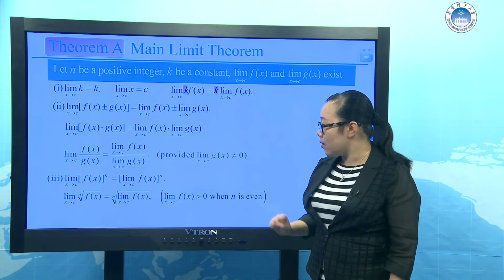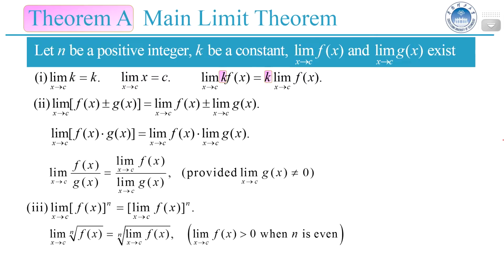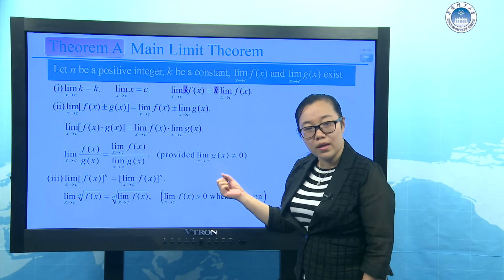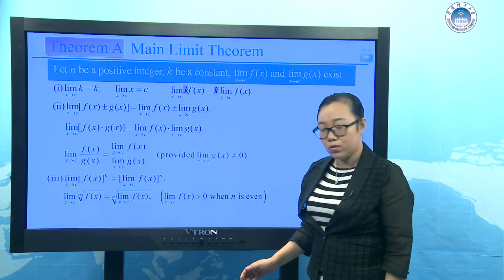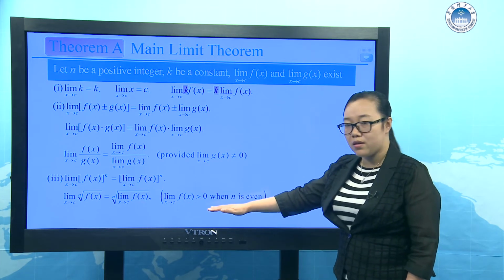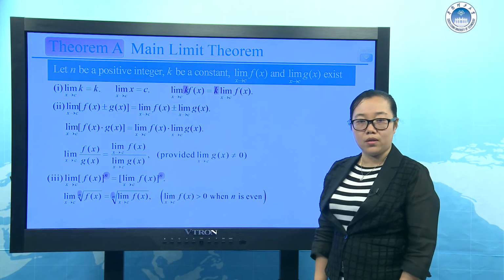Look at the last ones. The limit of f(x) to the n power: we can do the limit and then the n power. The last one, the limit of the nth root of f(x) equals first doing the limit, second taking the nth root. Pay attention: the limit of f(x) must not be less than 0 if n is an even number. Pay attention to the n position.